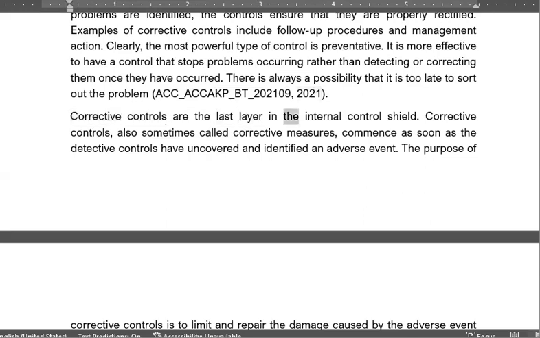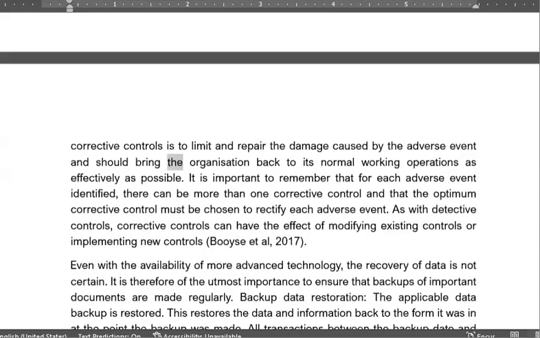Corrective controls are the last layer in the internal control shield. Corrective controls, also sometimes called corrective measures, commence as soon as the detective controls have uncovered and identified an adverse event. The purpose of corrective controls is to limit and repair the damage caused by the adverse event and should bring the organization back to its normal working operations as effectively as possible. It is important to remember that for each adverse event identified, there can be more than one corrective control and that the optimum corrective control must be chosen to rectify each adverse event. As with detective controls, corrective controls can have the effect of modifying existing controls or implementing new controls. Boys et al., 2017.